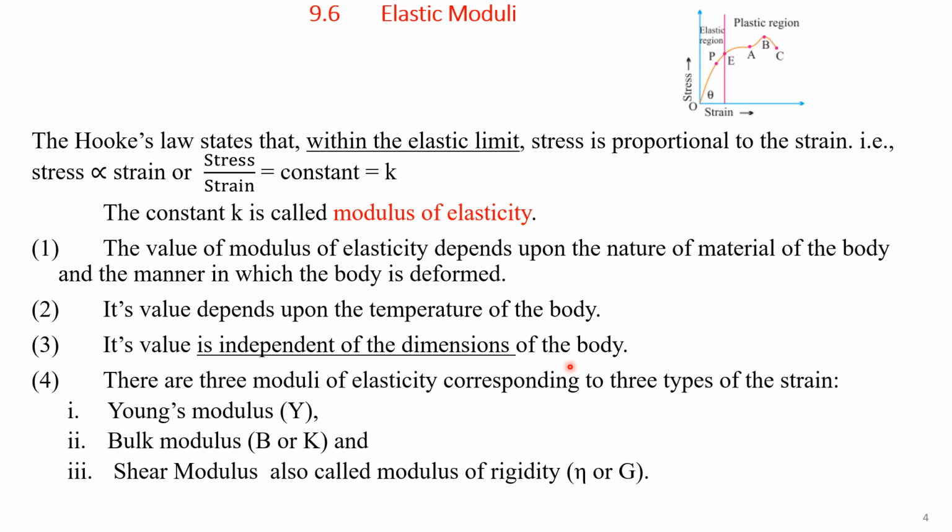There are three types of moduli of elasticity corresponding to three types of strain. Please note it depends on the type of strain. First one is Young's modulus, represented by the symbol capital Y, then bulk modulus, represented by capital K, and shear modulus, also called modulus of rigidity, which is represented by the letter capital G, and sometimes its symbol is eta.